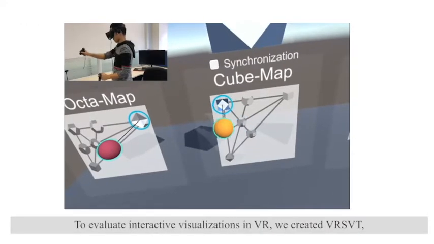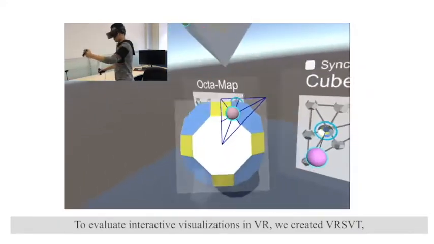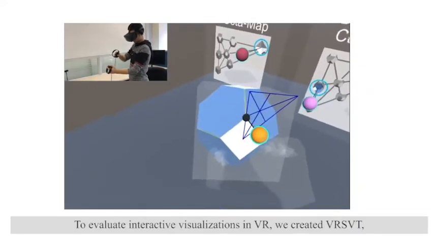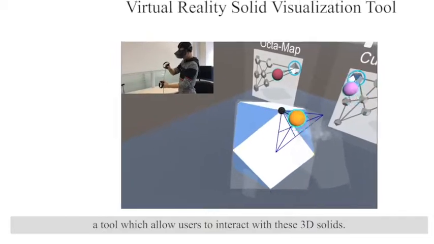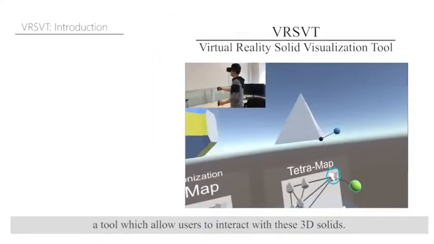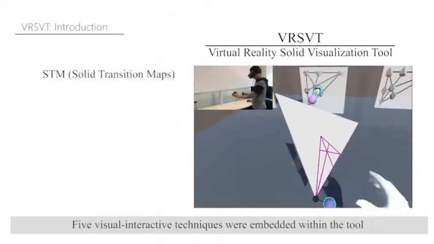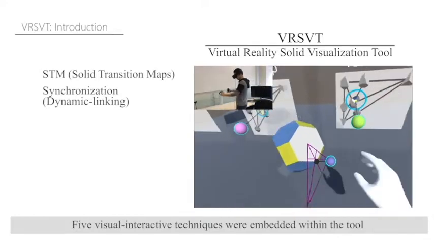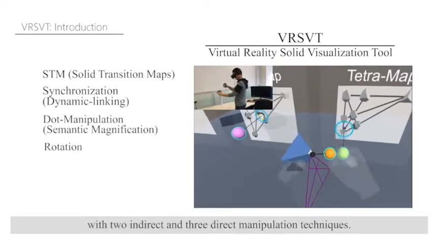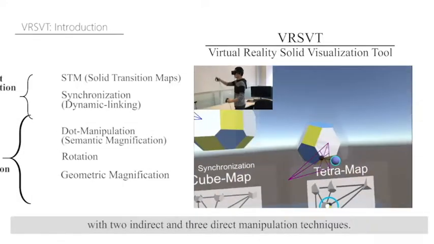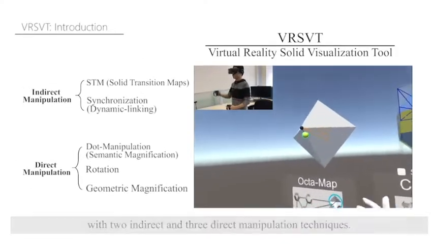To evaluate interactive visualizations in VR, we created VR SVT, a tool which allows users to interact with these 3D solids. Five visual interactive techniques were embedded within the tool, with 2 indirect and 3 direct manipulation techniques.